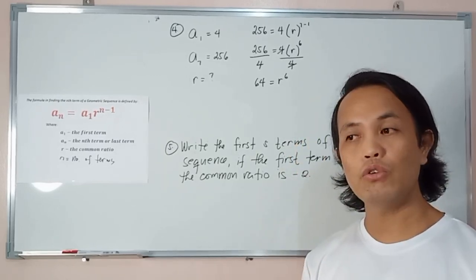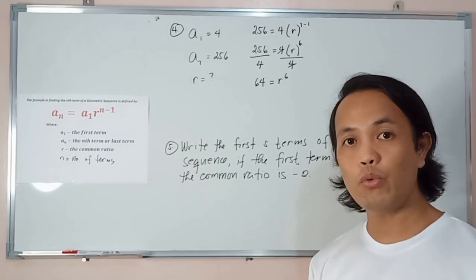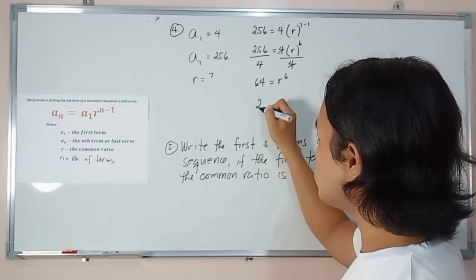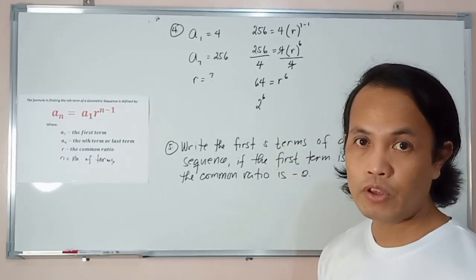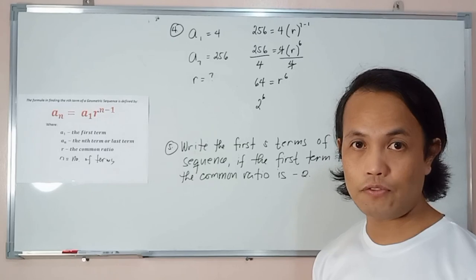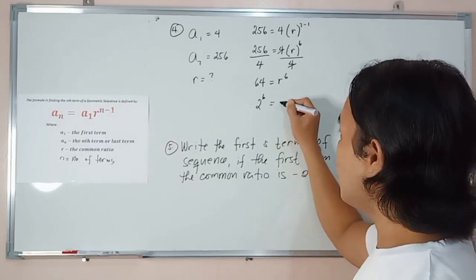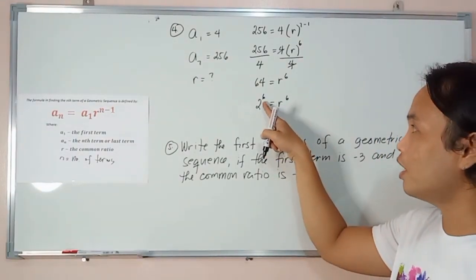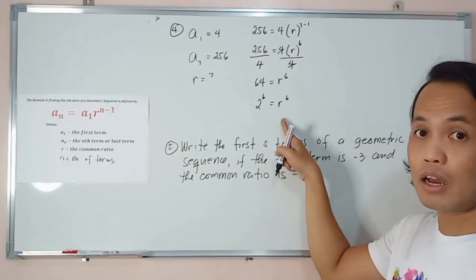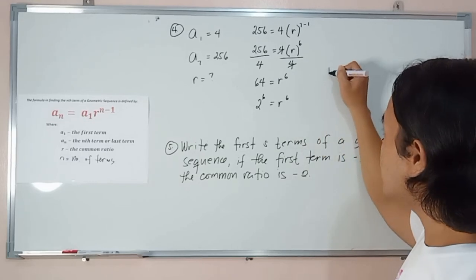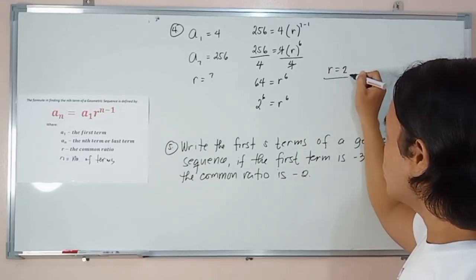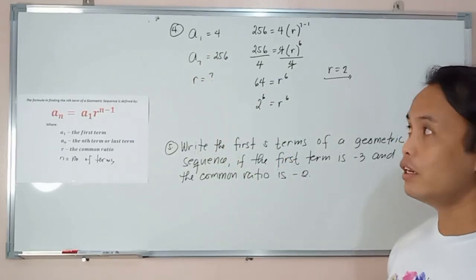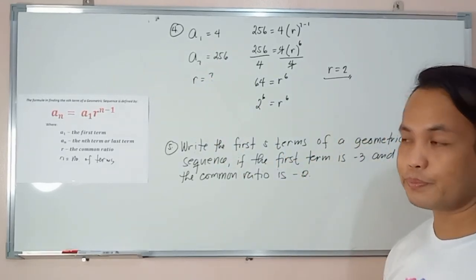So if we express 64 in such a way that we have an exponent of 6, this can be expressed as 2 raised to 6. 2 raised to 6 is 64. Then we equate that to r raised to 6. This time, they already have the same exponent, which is 6, so we now equate the bases. So our r, therefore, is equal to 2. So our common ratio, given the first term and the 7th term, is 2.